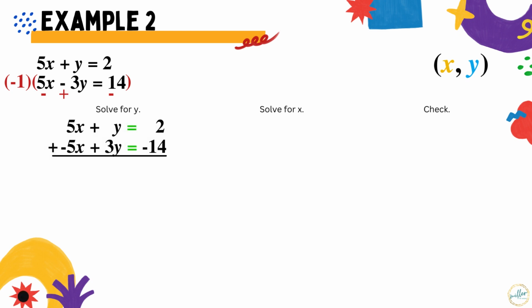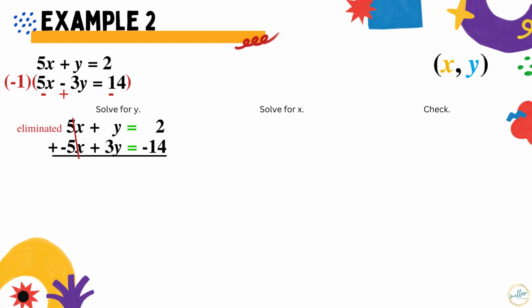Now let's stack up our equations, including the new equation that we multiplied by -1. 5x plus y equals 2, and -5x plus 3y equals -14. We can eliminate the 5x and the -5x. That was our whole goal. That was the reason why we multiplied the second equation by -1.